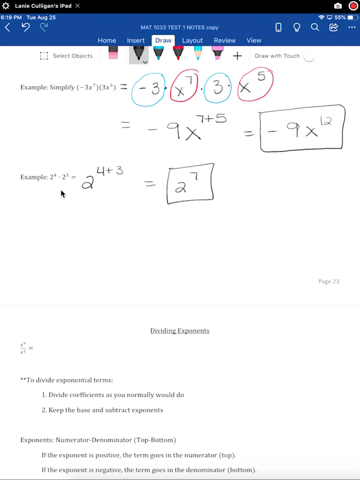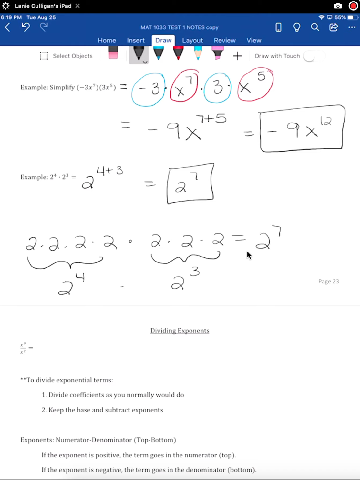If I were to write this out, I have 2 times 2 times 2 times 2, that's our 2 to the 4th, times 2 times 2 times 2, which is 2 cubed. So notice now I just have 2's. So now I have 7 2's total. But they're still 2's. Everyone always wants to multiply it and make it 4 to the 7th power, but we still just have more 2's. We have 7 2's total, but make sure you keep them as 2's. So keep our base the same, just like up here, we kept x the same and we just added our exponents.